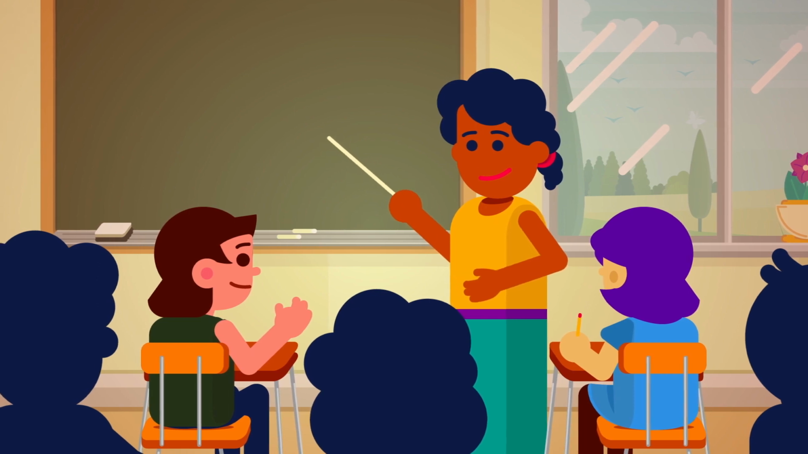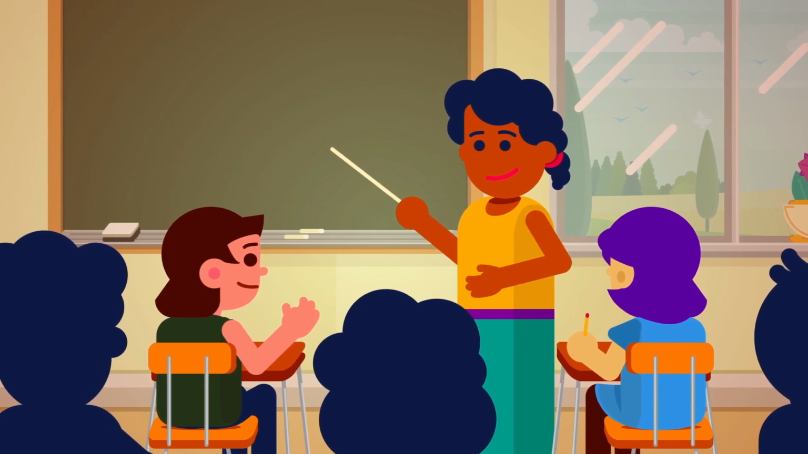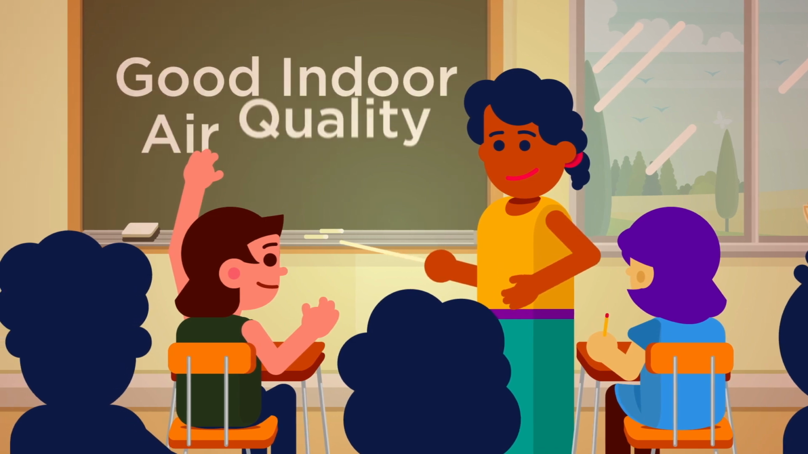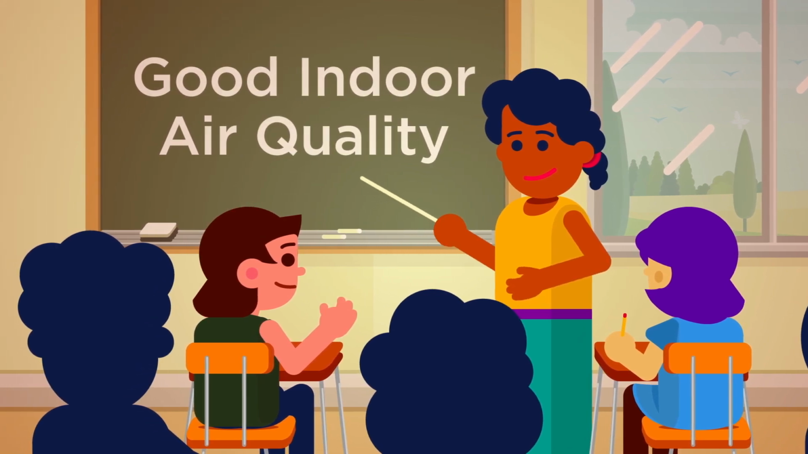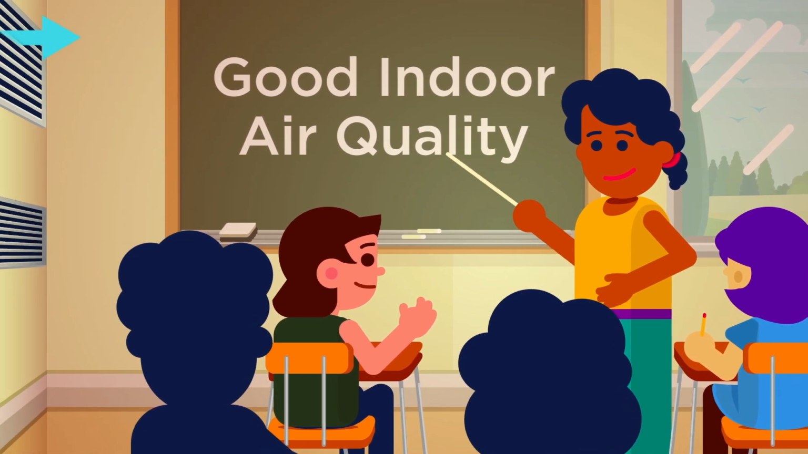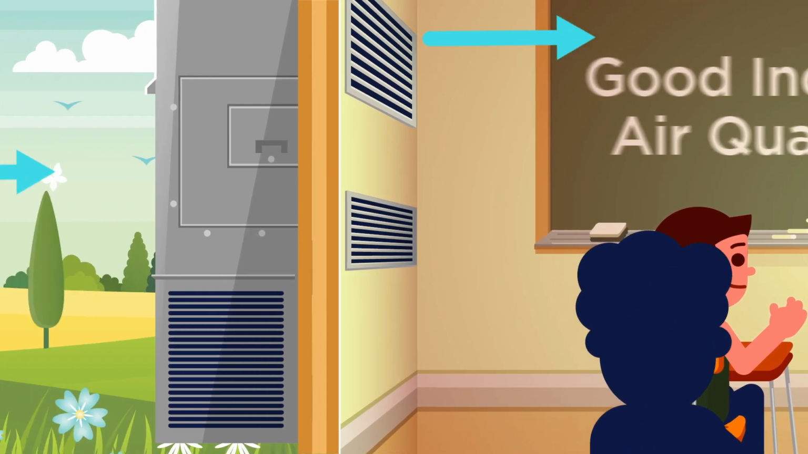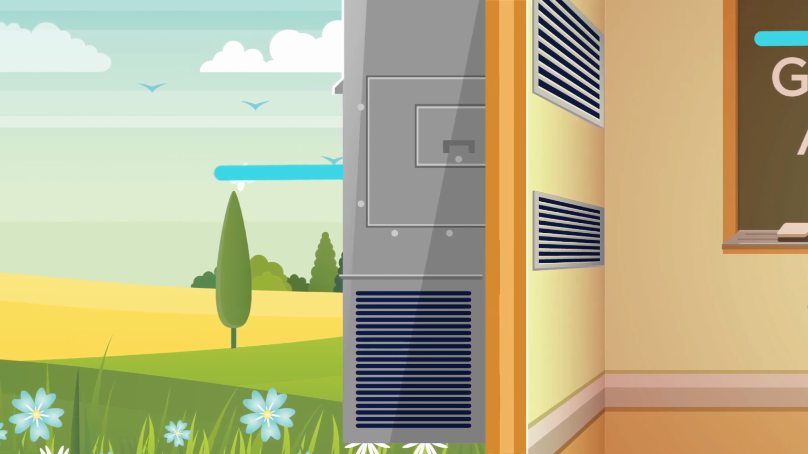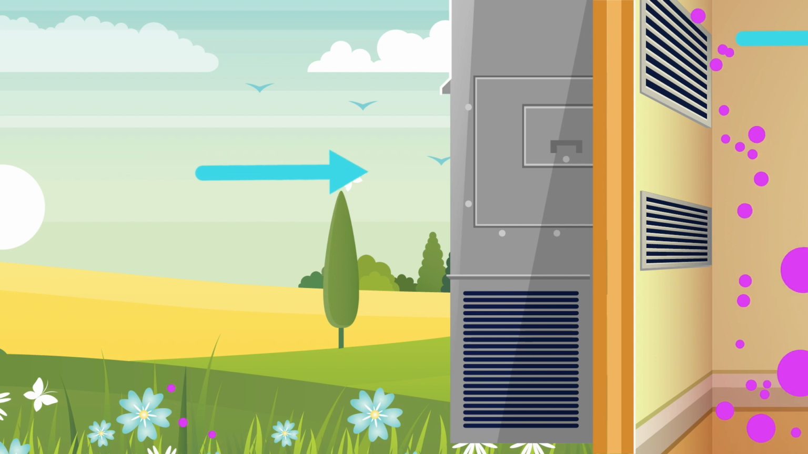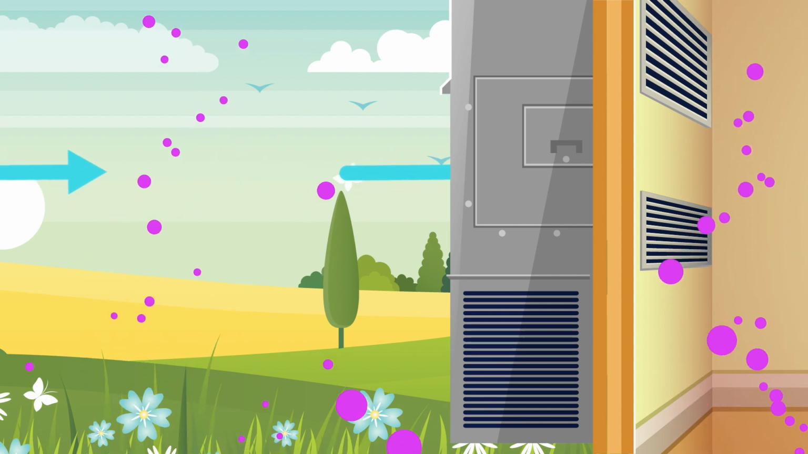Children spend a large portion of their day indoors at school. Ensuring that schools have good indoor air quality is critical to protecting and supporting the health and well-being of students, staff, and teachers. When thinking about indoor air quality, it is important to understand that pollutants can originate both indoors and outdoors.